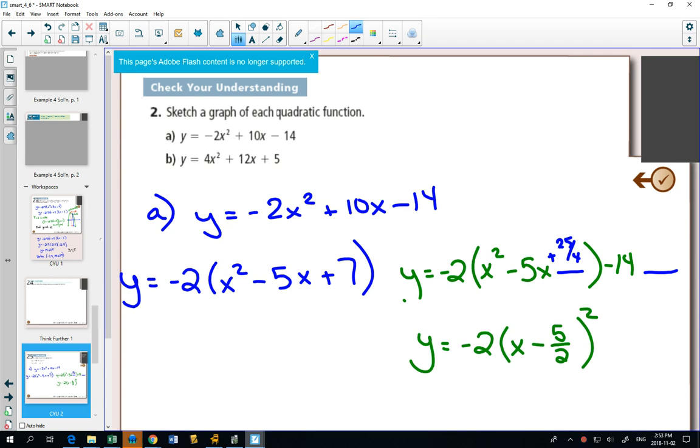And what have I actually done, though? That 25 over 4 will get multiplied by that -2 in front, making it -25 over 2, or -50 over 4. And since I've subtracted 25 over 2, I would need to add 25 over 2, which is 12.5. What's -14 plus 12.5? -1.5.